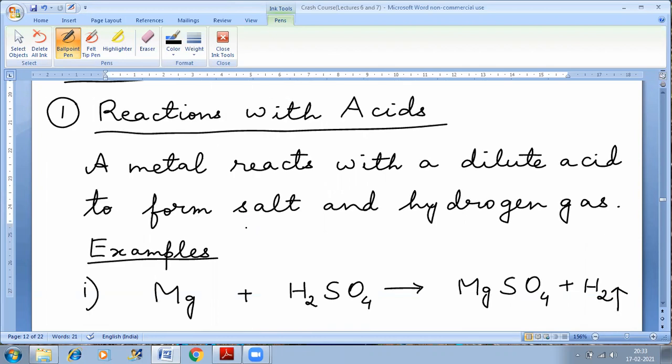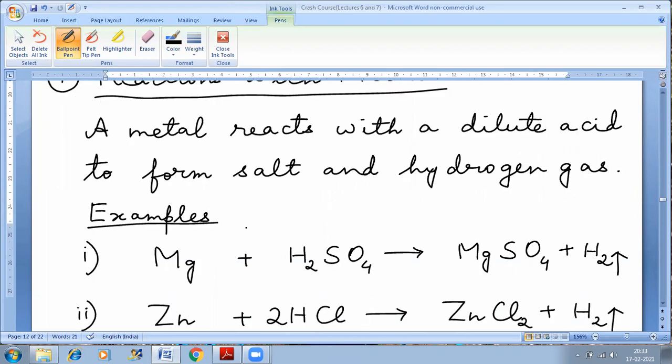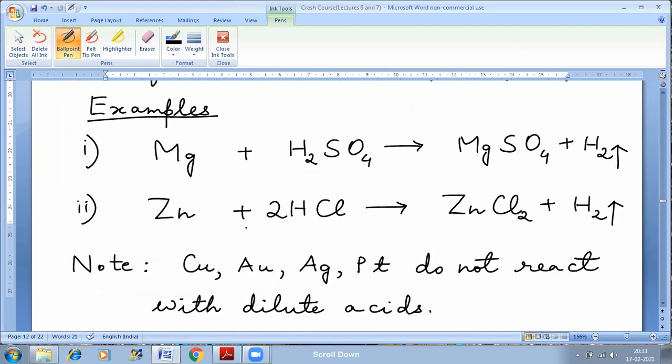Metal reacts with a dilute acid to form salt and hydrogen gas. Examples: H2SO4 is an acid, Mg is a metal, so Mg is reacting with H2SO4 to form salt and hydrogen gas. So this is a displacement reaction. Similarly, the second one, zinc is reacting with HCl and forming hydrogen gas. HCl is an acid. So a metal reacts with an acid to form salt and hydrogen gas.